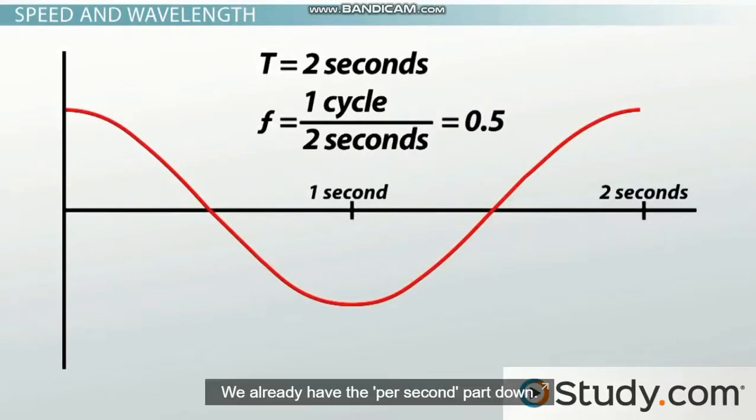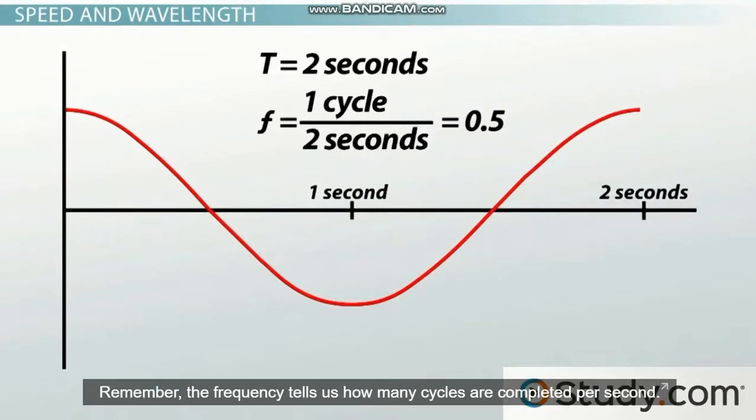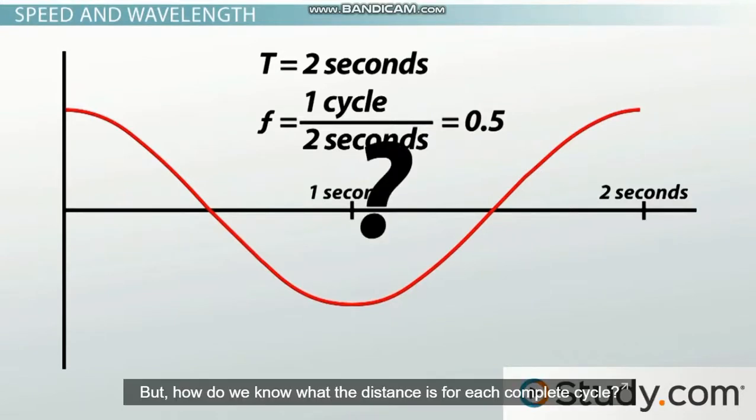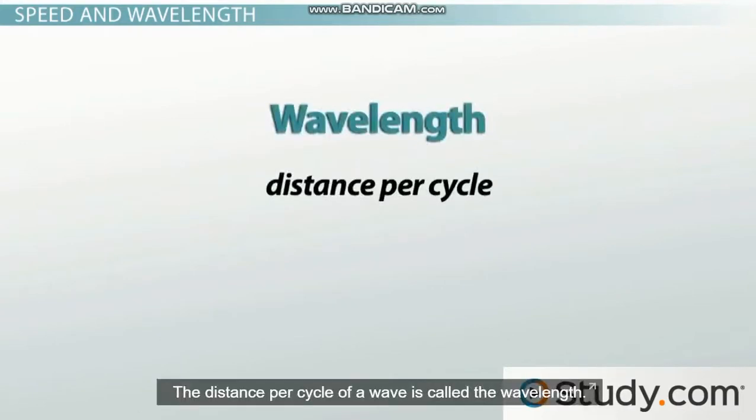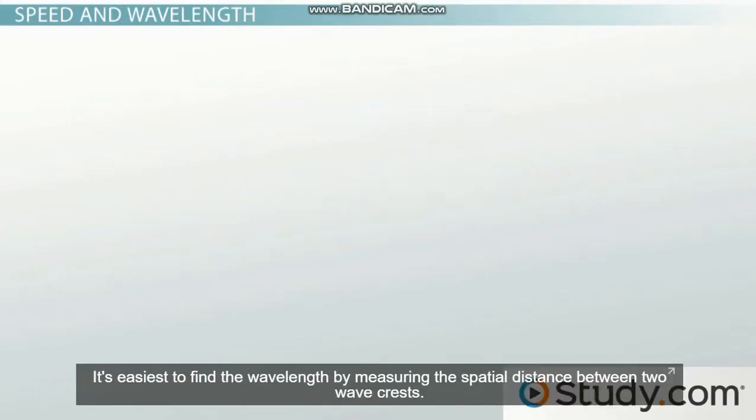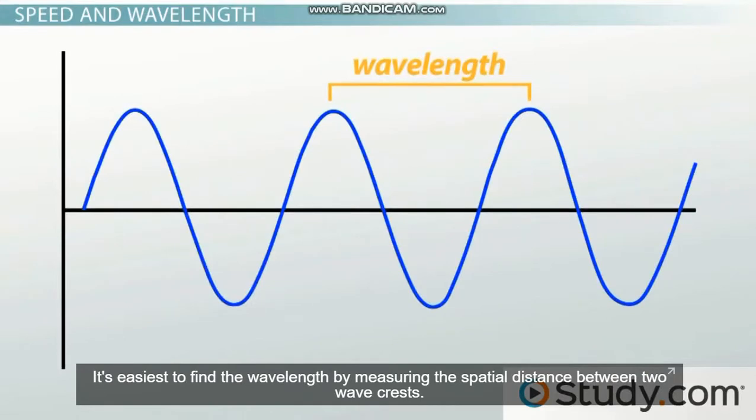We already have the per second part down. Remember, the frequency tells us how many cycles are completed per second. But how do we know what the distance is for each complete cycle? The distance per cycle of a wave is called the wavelength. It's easiest to find the wavelength by measuring the spatial distance between two wave crests.